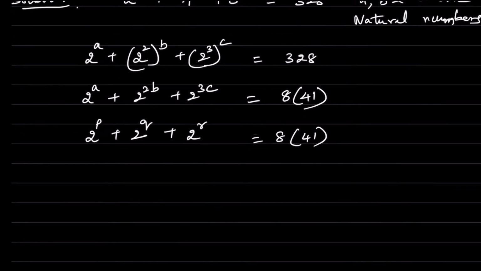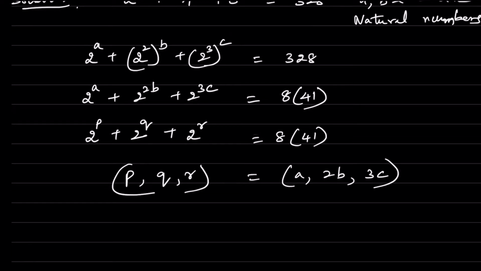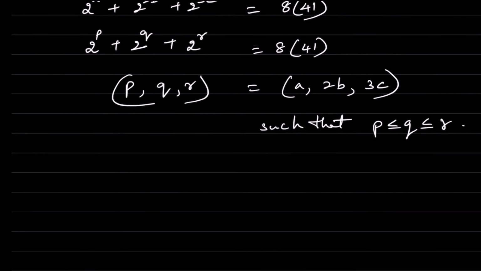such that P, Q, R are written in the place of A, 2B and 3C, such that P is less than or equal to Q is less than or equal to R. It doesn't mean that P is equal to A, Q is equal to 2B or R is equal to 3C. In the place of this we are writing the ordered pairs in that manner. It can be A, 2B, 3C. It can take any value of that P, Q, R. So at the end of the problem you'll understand why we have written like that.